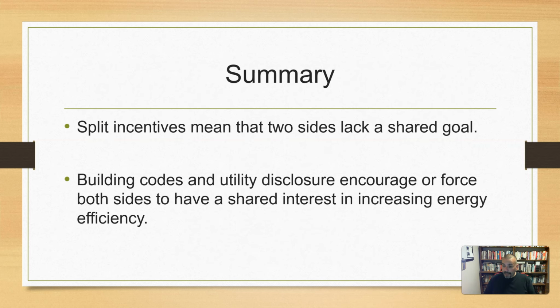So to summarize the main messages that we've talked about in this video, split incentives mean that two sides lack a shared goal. This might be a landlord and a renter. This might be a home builder and a home buyer. This might be someone who owns an existing home and somebody who wants to buy it. Now the idea is that when they don't have that shared interest, this can be bad from the point of view of global warming because it might mean that the home or the apartment is using a lot of energy.